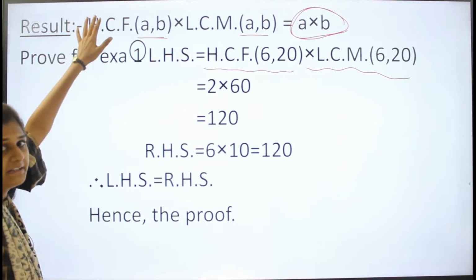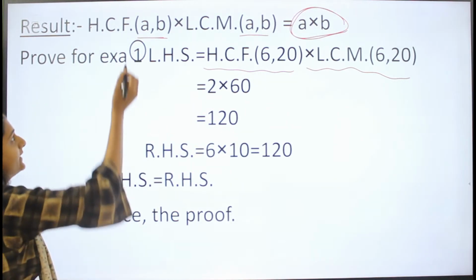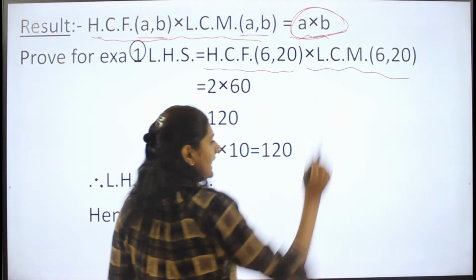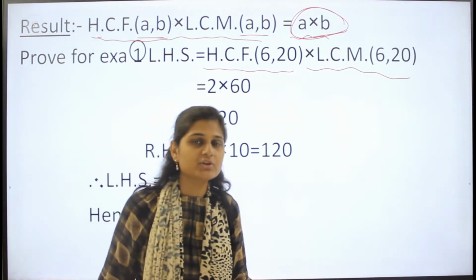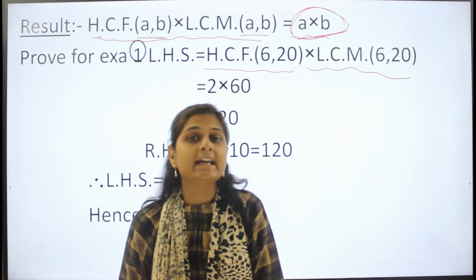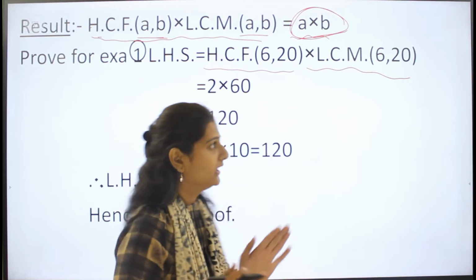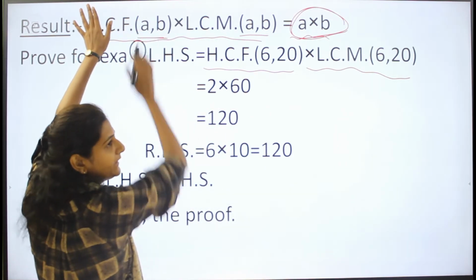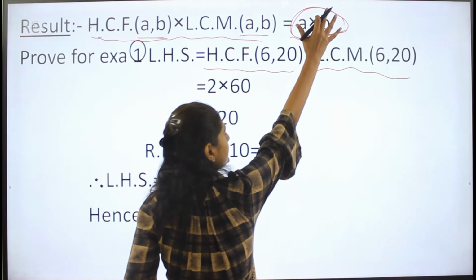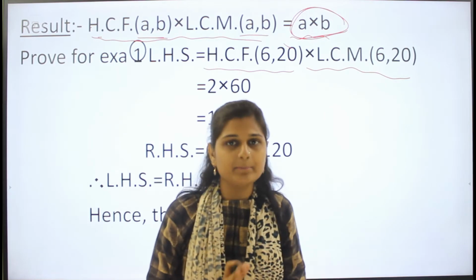Now what are we doing here? We are verifying whether this formula is applicable or not. This you can take as the LHS, and this you can take as the RHS. You may wonder what LHS and RHS mean. LHS means left hand side, and RHS means right hand side. This formula is on the left hand side, so it is our LHS, and this is on the right hand side, so it is our RHS.